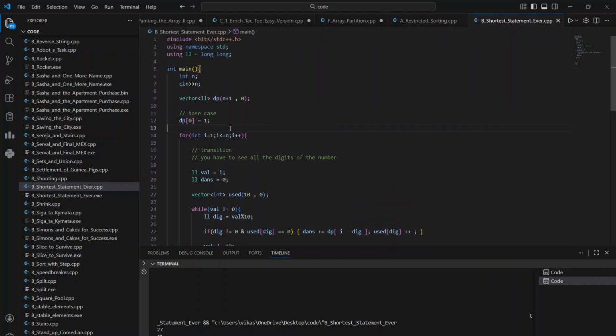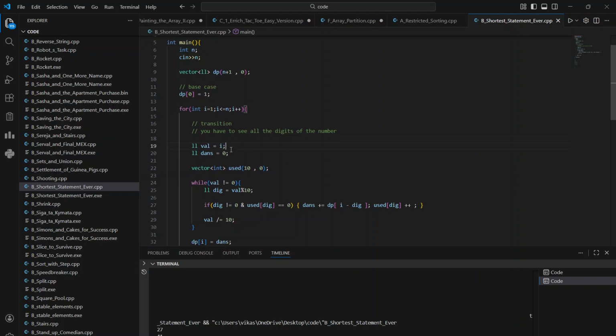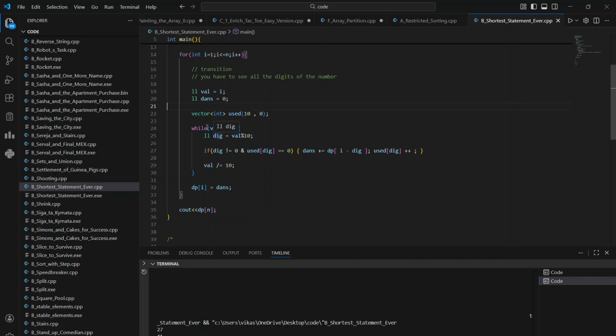So okay, I have to check again. So n is equal to 27, and dp of n plus 1, which are 0 initially. For each i, I make this used. The value is equal to i, the answer is equal to 0. And until this value is equal to 0, I take the digit. Then, if the digit is not equal to 0 and that digit is not used, I will add that into the answer.